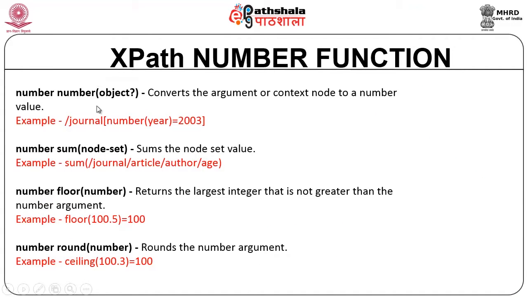And these are the number functions supported in XPath. Number is a function which converts the argument or the current node to a number value. As we have seen earlier, for all other data types you have the same kinds of functions. Here it converts the argument to a number value. Then sum sums the node set values. Floor returns the largest integer that is not greater than the number argument, and round returns the number argument after rounding it.